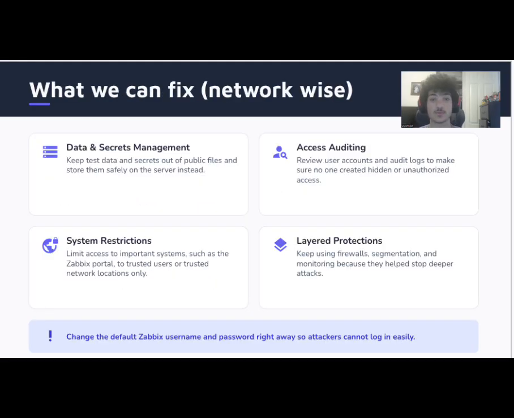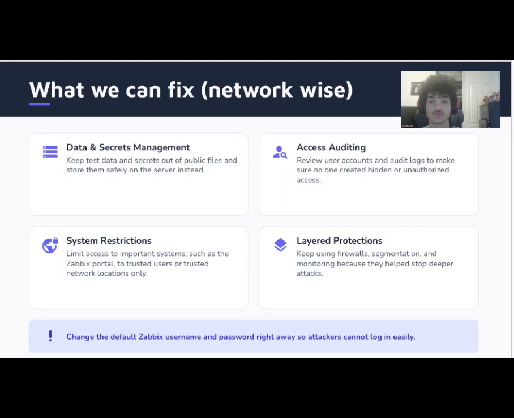Next, I'm going to talk about what we could fix network-wise as a group. So for starters, data and secrets management. This keeps test data and secrets out of public files and stores them safely on a server instead. This is an issue we ran into because we noticed that a lot of our data and a lot of our secrets had a lot of vulnerabilities and could easily get hacked and just taken. So we would like to fix that.